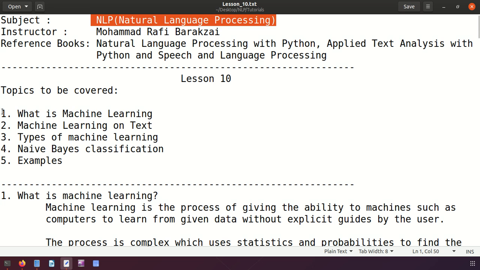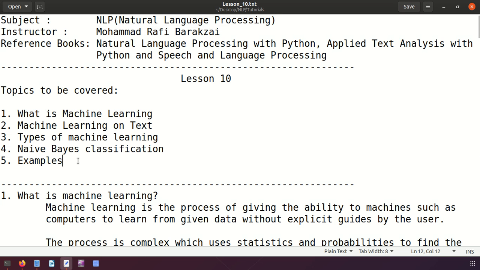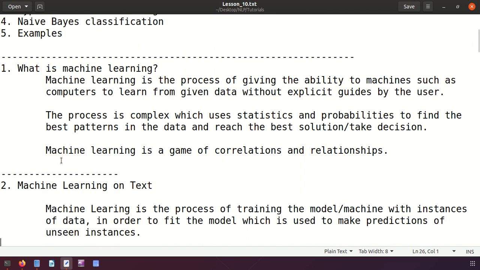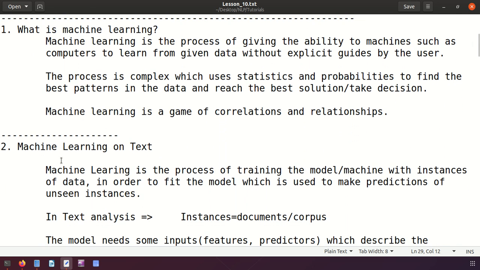In today's lesson we are going to cover the following topics. First we'll be discussing what is machine learning, then machine learning on text, types of machine learning, and then we'll be talking about Naive Bayes classification, and I will give some examples for them. Let's start with the first topic and see what is machine learning.